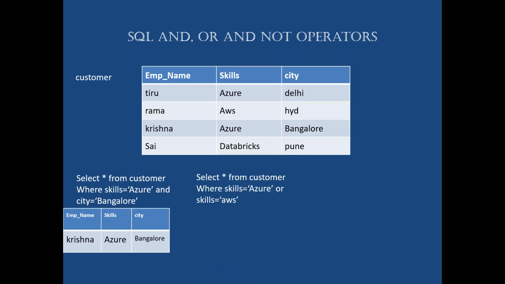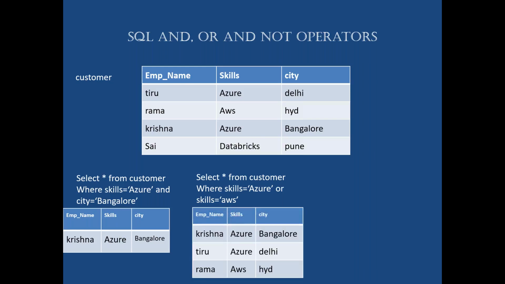What about OR? OR means, you are saying skill equal to Azure or skill equal to AWS, meaning people who are working in Azure and AWS come for the interview. I want to call, so I can put an OR condition. If you have Azure or AWS skill, you come for the interview. OR means any one is fine. Okay, so that's why Azure and AWS people came for the interview.